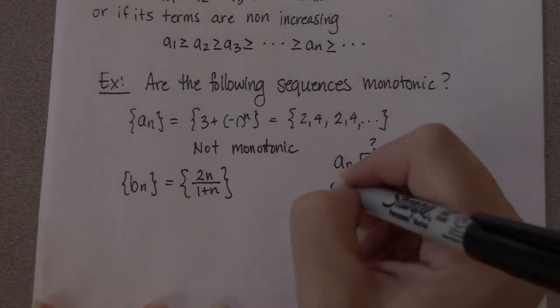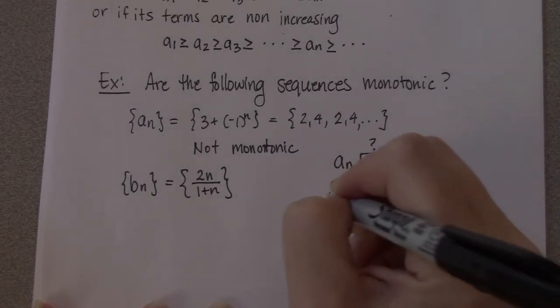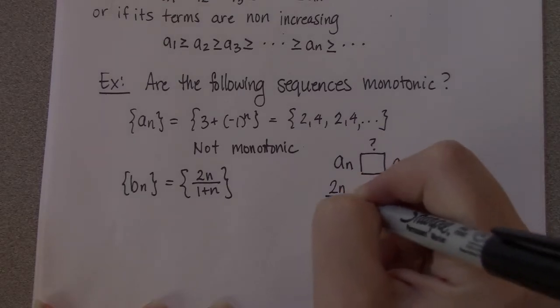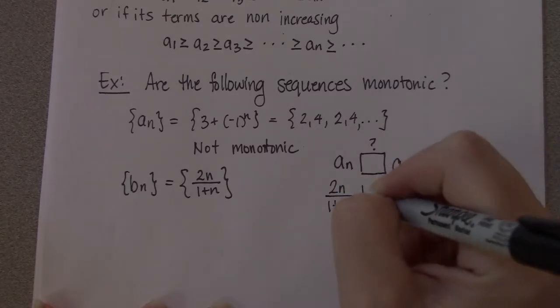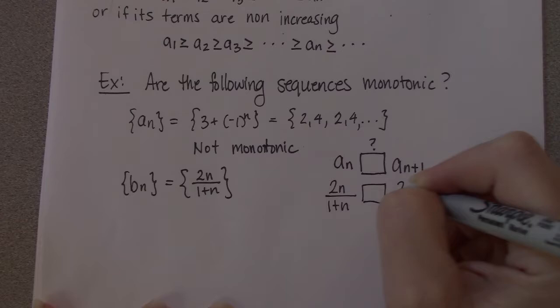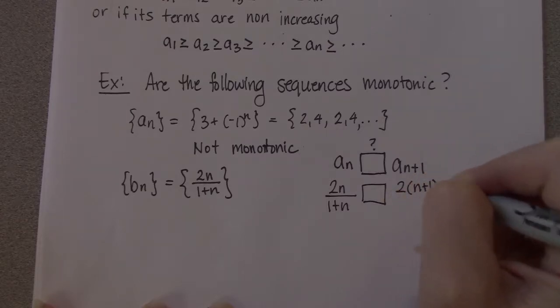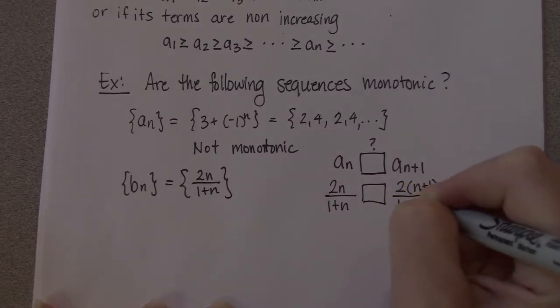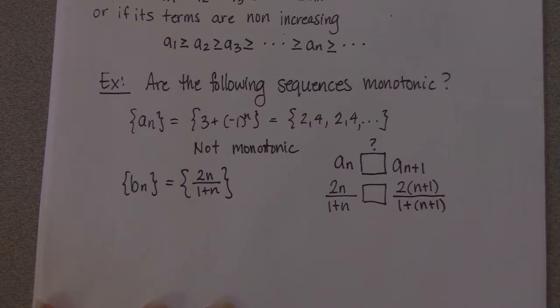So here's what we do. We take the nth term, which is 2 to the n over 1 plus n, and we're going to compare it to the n plus 1 term. So you just plug in n plus 1 everywhere you had n. This denominator here is going to be n plus 2. Does everybody see that? Because you're just going to say n plus 1 plus 1.